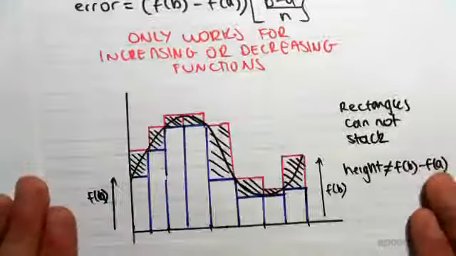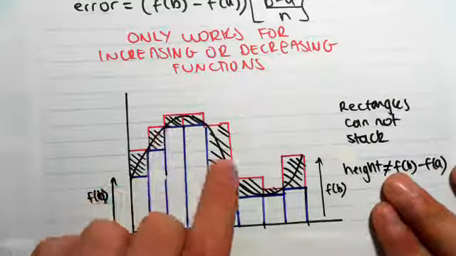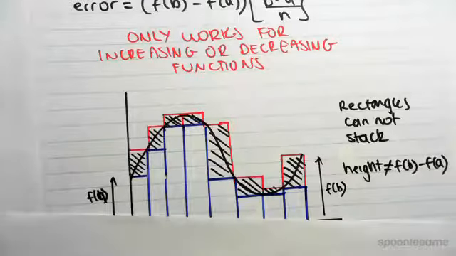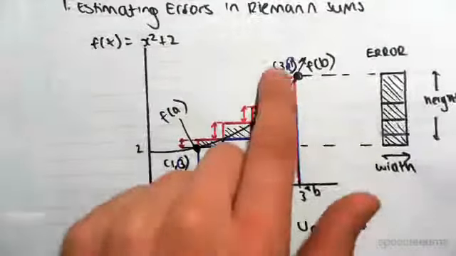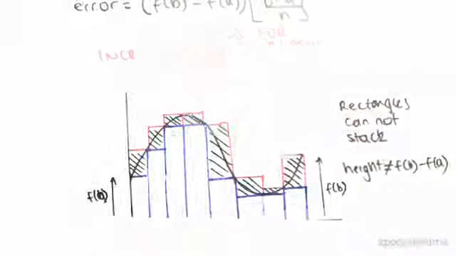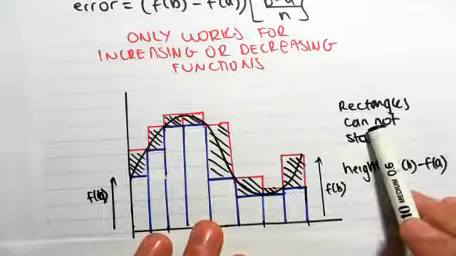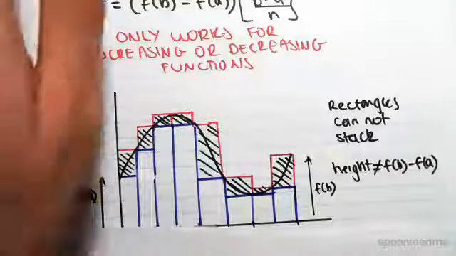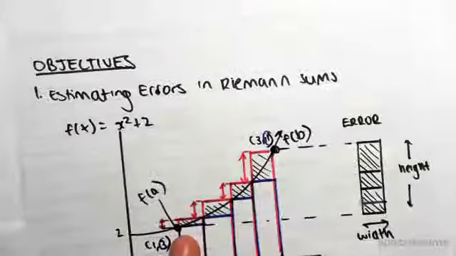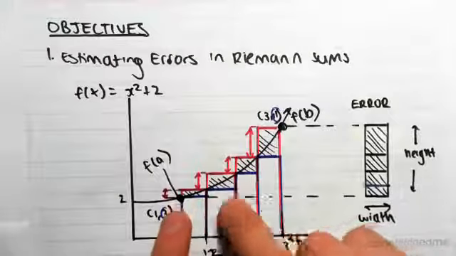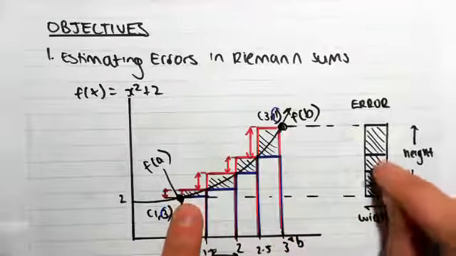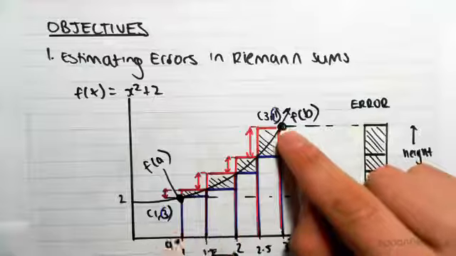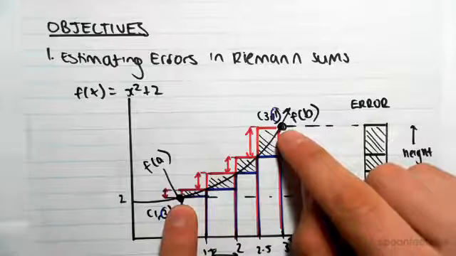We've got a function like this, which is increasing, decreasing, increasing, so it has regions of increasing and decreasing, in contrast to the previous example, which is just an increasing function. In this type of problem, the rectangles cannot stack up such that the height is equal to f(b) minus f(a). What I mean by this is the following. You can see that each of these error rectangles, the hatched black, when you stack them up on each other, the height is equal to f(b), the maximum value on this curve, minus f(a), the minimum value on the curve, right?